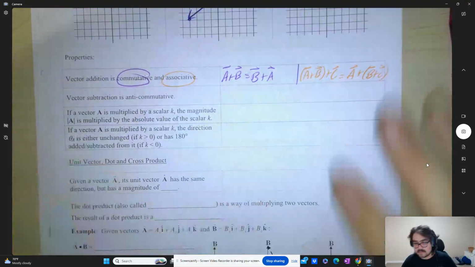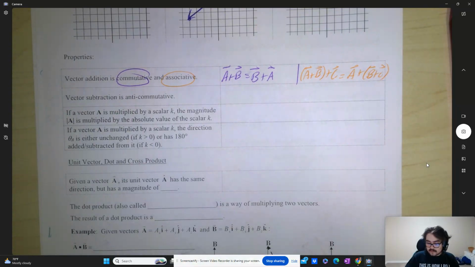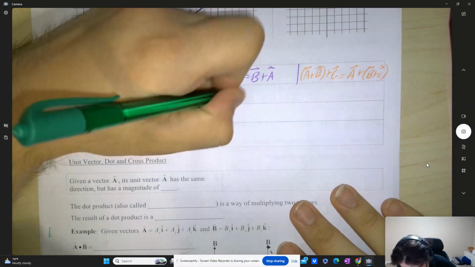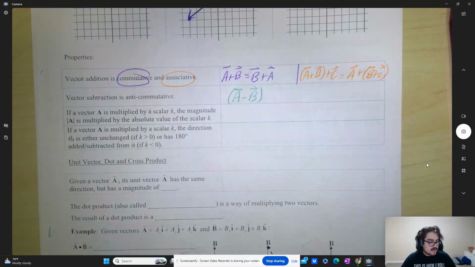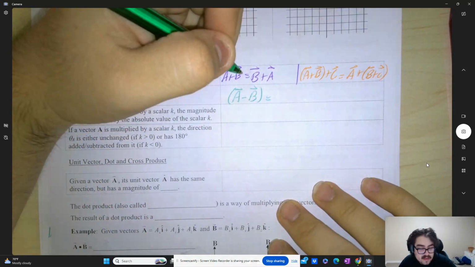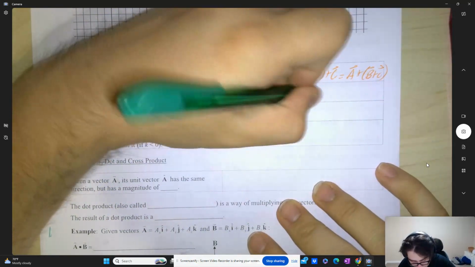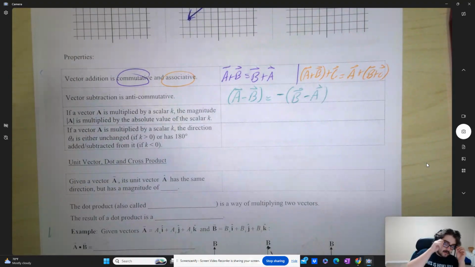You're probably thinking, wait, this is pretty obvious, right? It's the same thing, except it's not quite. Vector operations are kind of weird, okay? Vector subtraction is what we call anti-commutative, because what that means is that if you do A minus B, it's not the same as B minus A. So you actually have to throw on a negative to make that true. If you want to swap the directions, you have to throw on a negative to make it true.